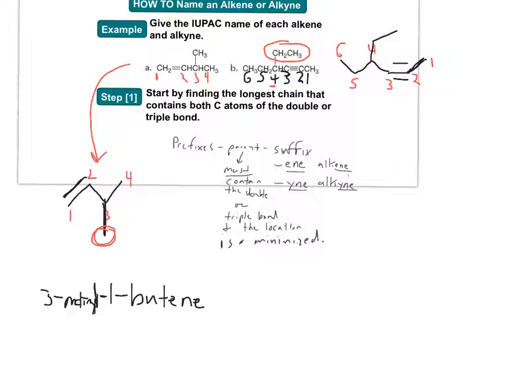So the parent here, 6 carbons long, is 2-hexyne, to say that it's an alkyne, the YNE ending. And then on carbon number 4 is that ethyl group. So this is 4-ethyl 2-hexyne. And the 2 tells you where the triple bond starts.